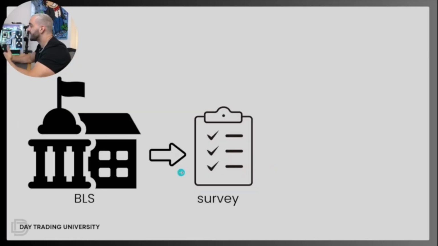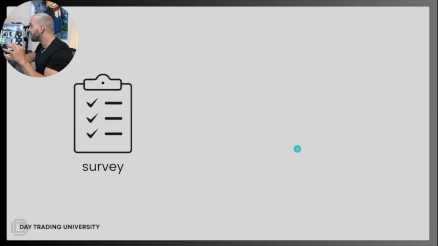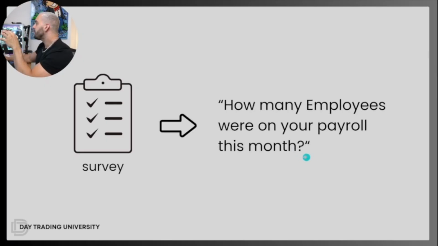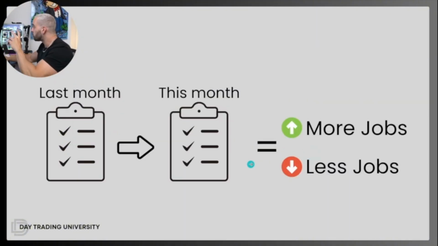The way that the BLS gets NFP data is they send a survey to 120,000 employers. And this survey only asks them one question. How many employees were on your payroll this month? Now, it's a little more nuanced to that, but that's basically what they're asking. And by comparing their answers to last month's, they're able to give us a rough estimate of how many jobs were either gained or lost throughout the last month. That's how we actually get this NFP number.